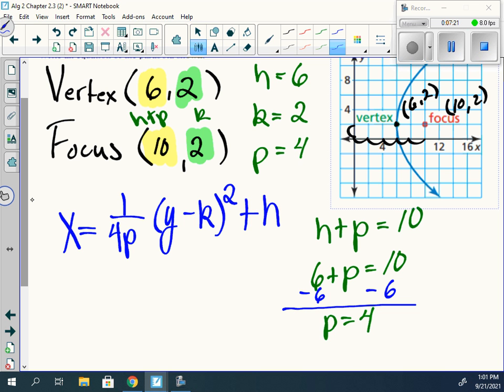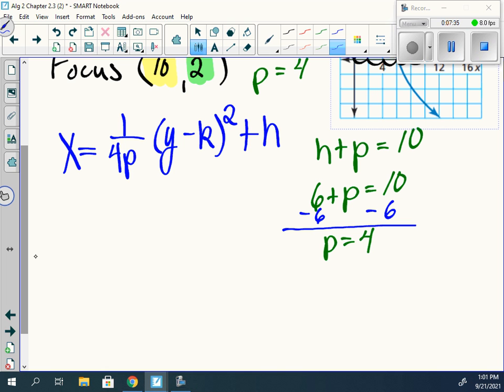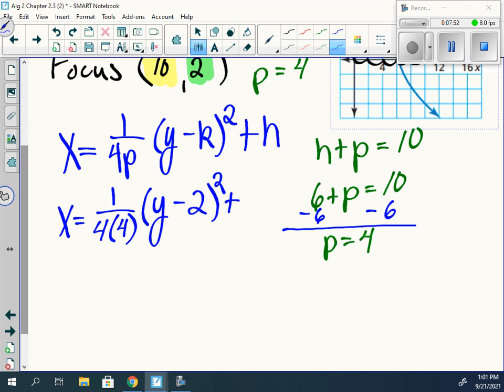Any questions on how we found h, k, or p? Now the last thing we need to do is just plug it in. X equals 1 over 4. Well, the value of p is 4. Parentheses y minus, well, what's k? 2. And h is 6.